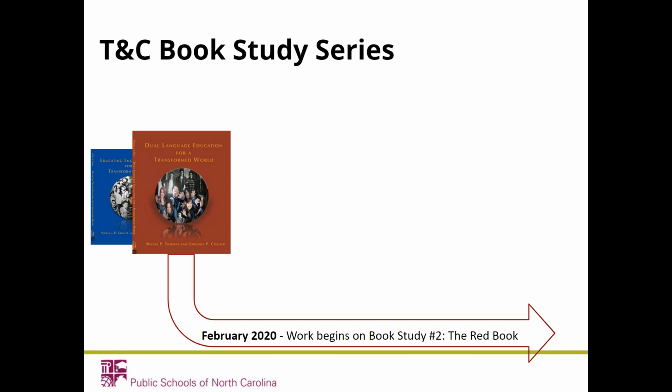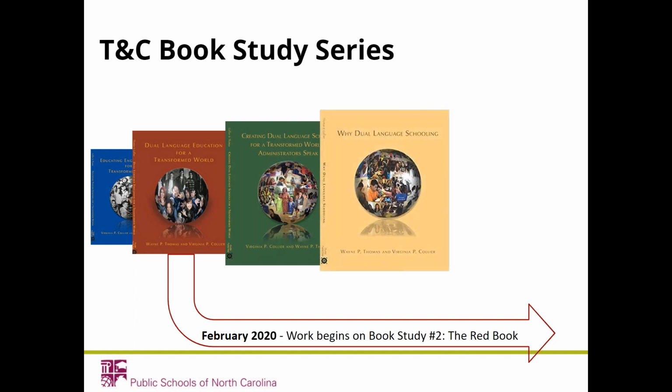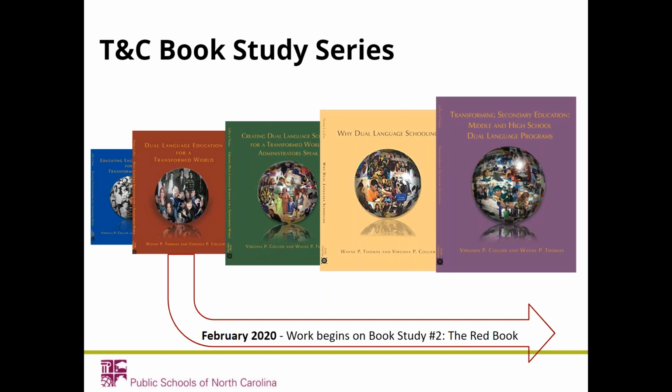But we do not stop there. After the Red Book comes the Green Book, and then the Tan Book, and finally the Purple Book. So our goal is to have book studies available on each of these Thomas and Collier books, each one with slightly different information, updated information, focused on different audiences, and we just look forward to having you participate in those book studies.